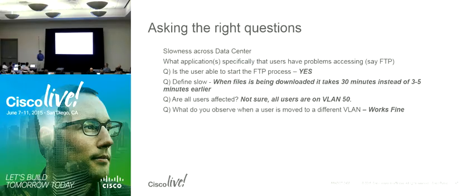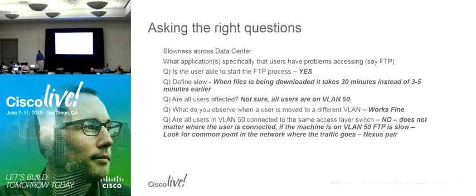So what have we done so far? We've taken the problem as all users are affected, and we're asking the right questions: who, when, where. By testing this particular methodology, we've somehow narrowed down that the users in VLAN 50 are specifically affected. Their application access is very slow.